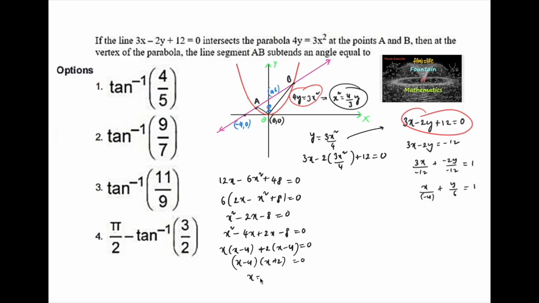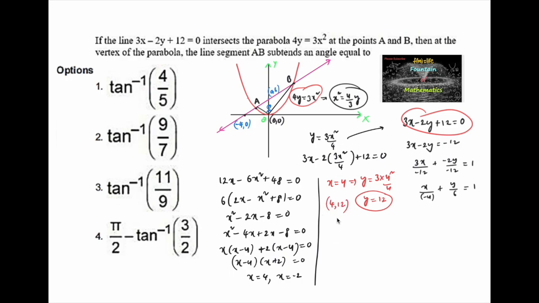So we can say x is equal to 4 and x is equal to minus 2. So at x is equal to 4, y is equal to 3 into 4 square divided by 4, that is y is equal to 3 into 4, 12. That is, (4, 12) is one point.